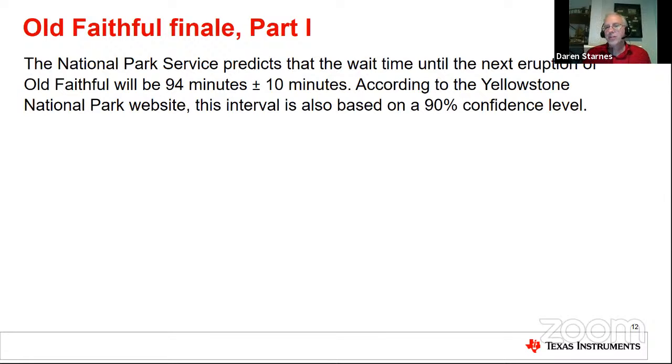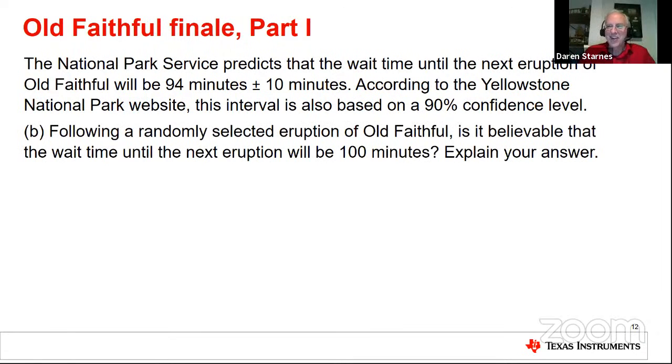So according to the National Park website, this interval is based on a 90% confidence level. Please note, that is not the confidence interval I just came up with from my random sample of eruptions. Agreed. Actually, I'll just say, well, no, I won't say it yet. So following a randomly selected eruption of Old Faithful, is it believable that the wait time until the next eruption will be 100 minutes?